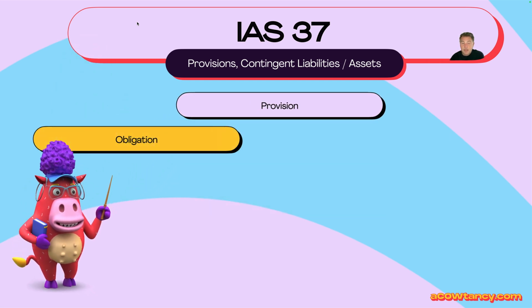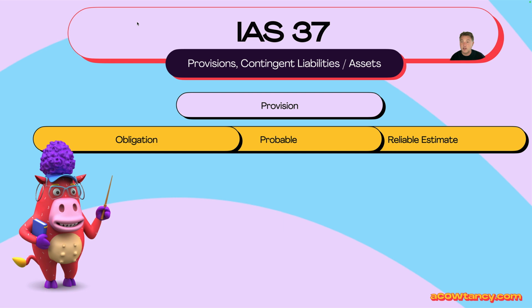Okay, so for a provision, what you want to do in your exam is go through the scenario and ask yourself: question number 1, is there an obligation? Question number 2, is it probable that we'll have to pay? And question number 3, can we put a reliable estimate on it? You need all 3 things for it to be a provision.